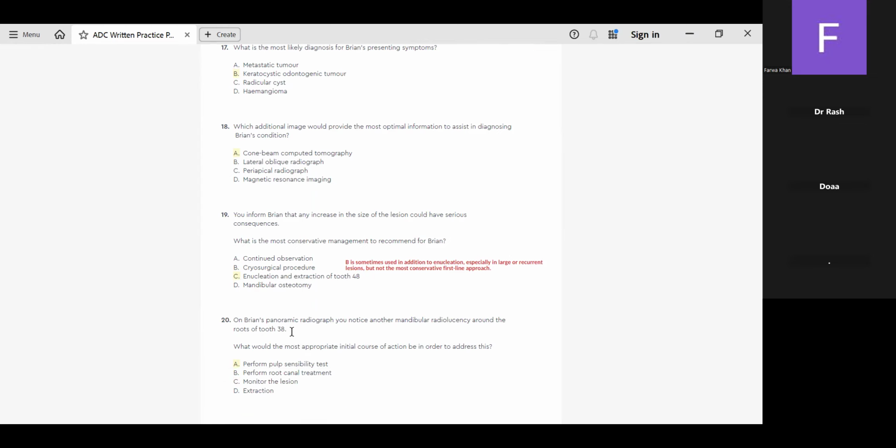You see another mandibular radiolucency around the roots of tooth 3-8. Most appropriate initial course of action: do pulp testing to see the status of the pulp, whether the radiolucency is related to pulpal infection.